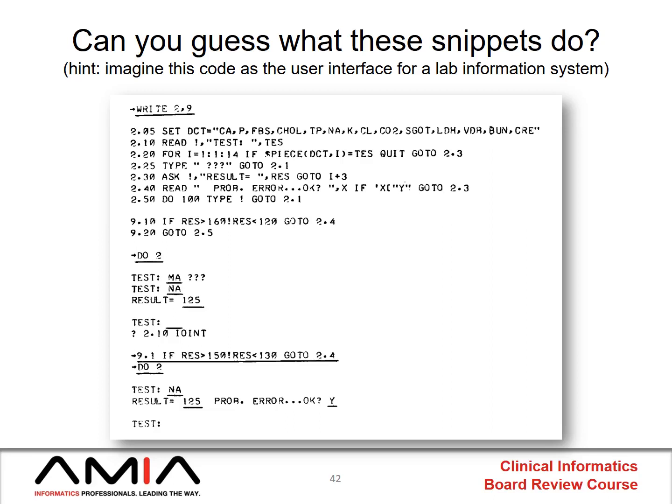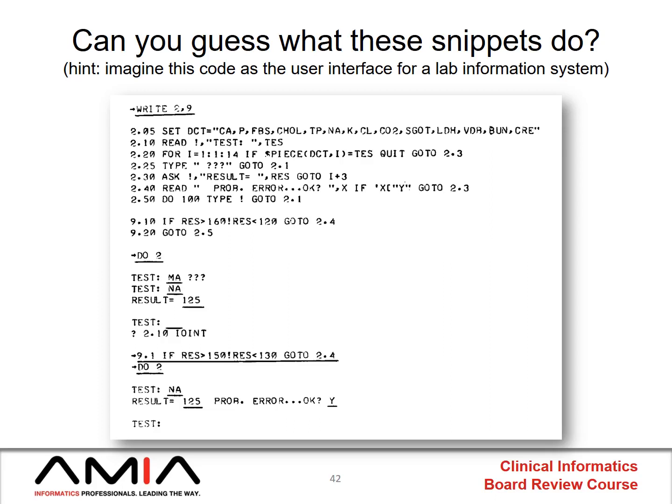Now, there's an interesting for next loop in here. It says, for I equals 1 to 14, incremented by 1, and if each piece of that DCT array with the index of I is equal to test, or if any piece of that DCT array with index of I is equal to the variable TES, then you can jump down to 2.3 where it asks for the user's result. But if it's not recognized, then go back to the prompt again and type in question mark, question mark, question mark.